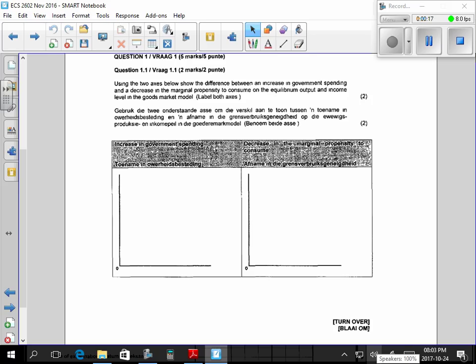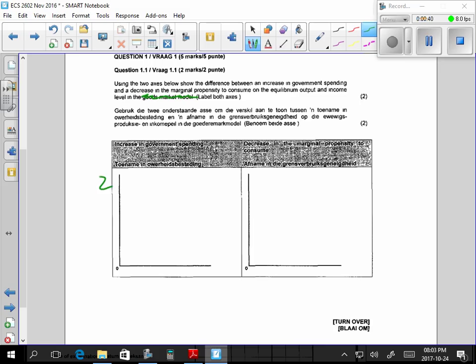Using the two axes below, show the difference between an increase in government spending and a decrease in the marginal propensity to consume on the equilibrium level of output and income in the goods market. Again, they might not have said in the goods market. You would have had to know which graph to actually draw for this.